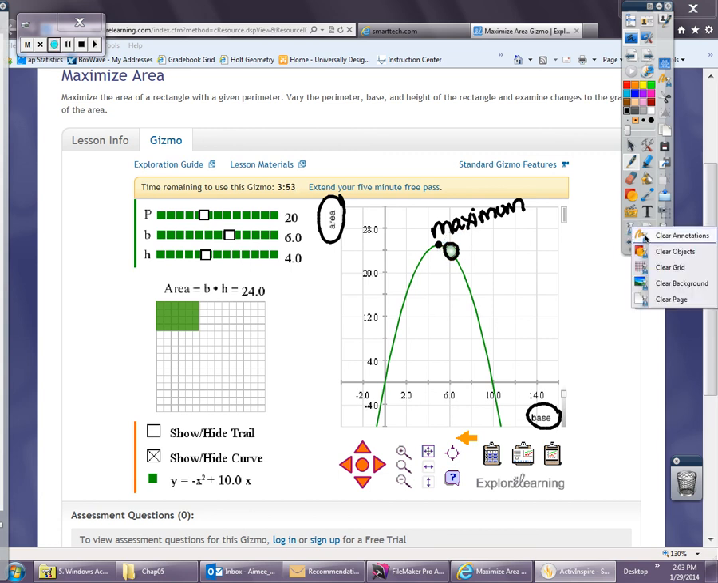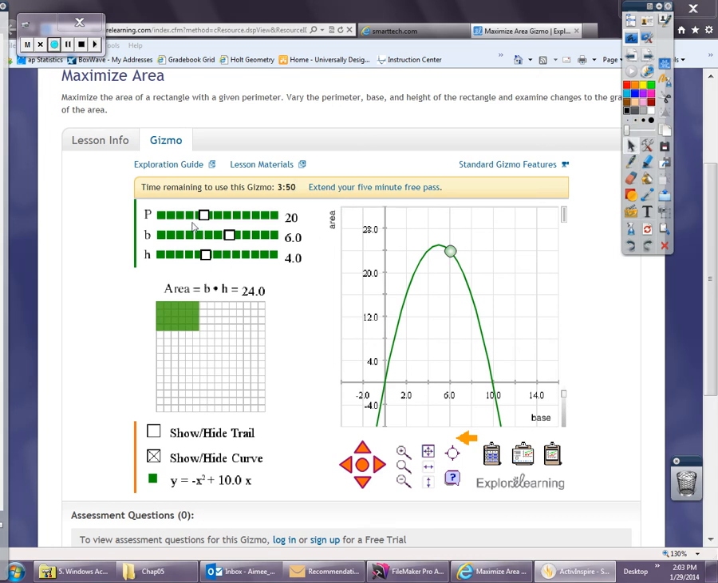Okay? So let's take a look and see what would happen if I make my base greater. And you can see the area changing right here. Is that dot moving in the direction we want it to? Is it moving towards the maximum? No, and as you notice, look how small my area is getting as I'm increasing the base.